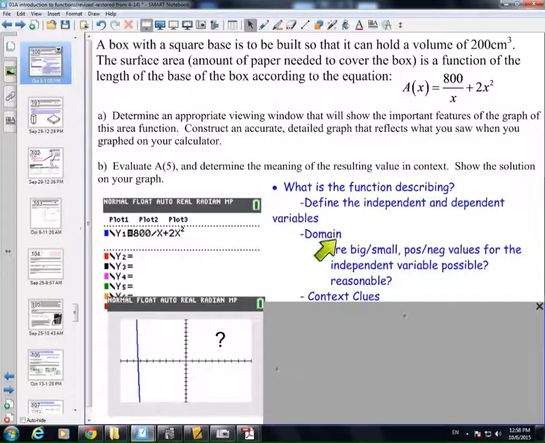So I ask myself questions: what kind of numbers should I expect in the domain? For example, big numbers, small numbers, positive numbers, negative numbers. What kinds of numbers are reasonable or even possible in a situation such as this? So when I think about that, I can already throw out the negative numbers because we're talking about the length of the base. We're not going to have a negative length for the base of a box. So negative numbers, they're off the table. So here in my graphing calculator, I show negative x's on the number line. I don't need to see those. That's not part of my needed information.